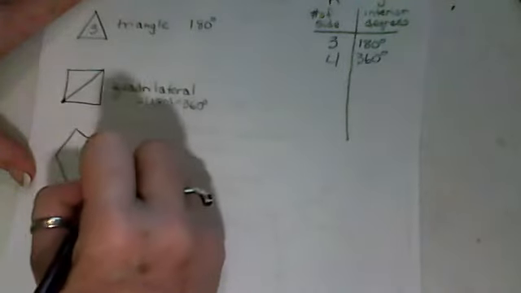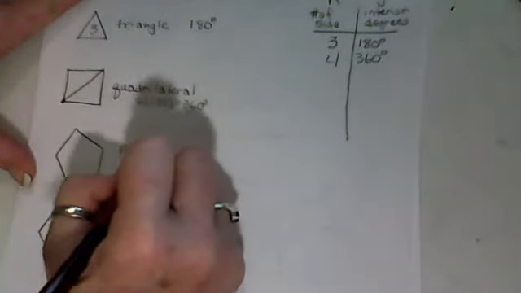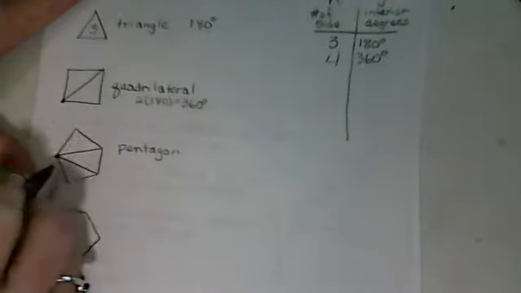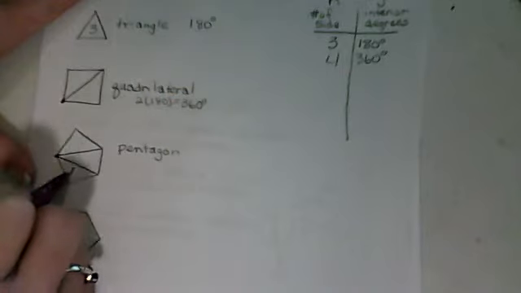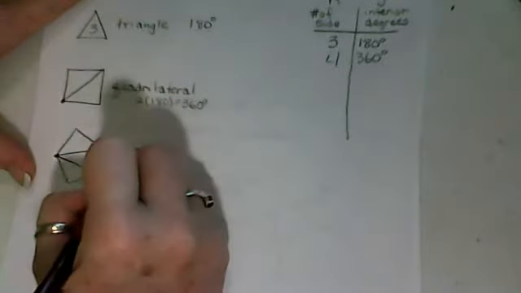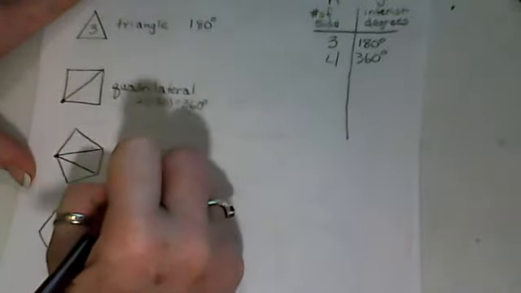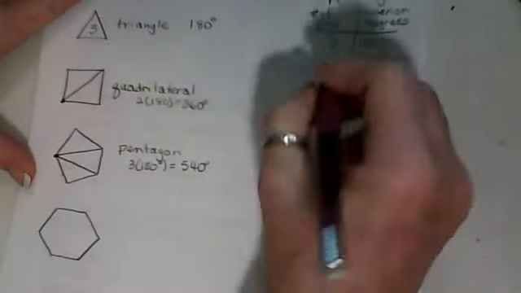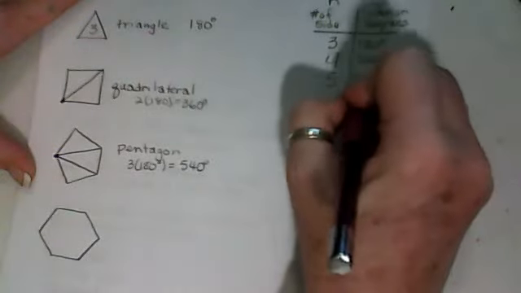Let's try the next one. It has 5 sides. It's a pentagon. One vertex. Draw all the diagonals I can. And here I have 1, 2, 3 triangles. So I'll take 3 times 180 degrees. And I'm going to get 540 degrees. So 5 sides, 540 degrees. Let's do one more.